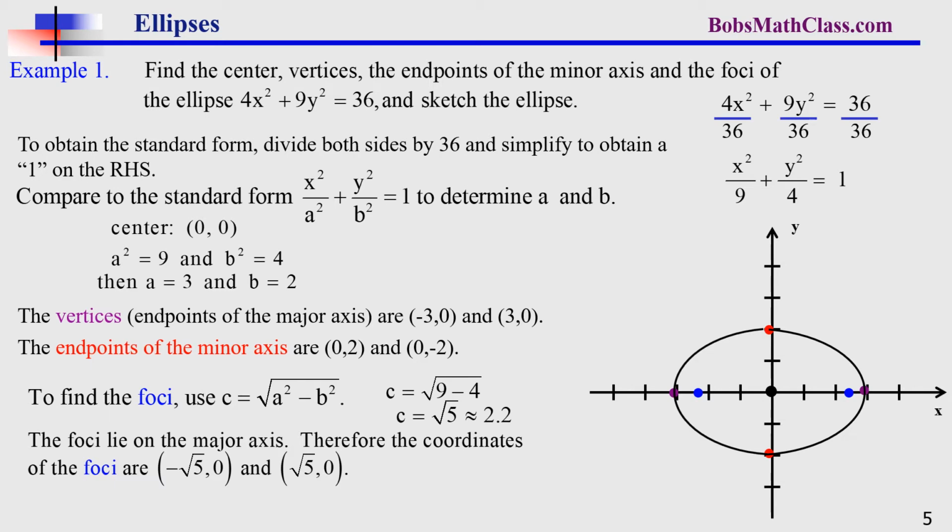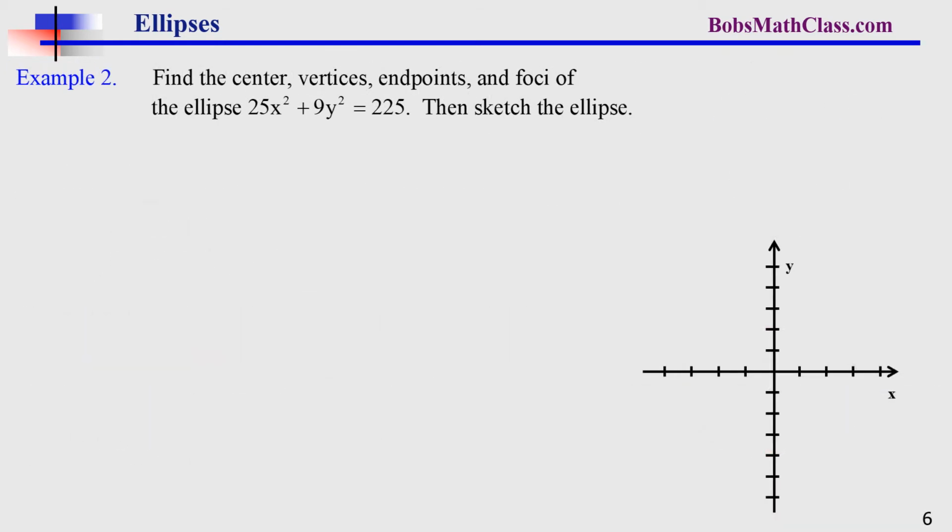Okay, let's move on. Okay, find the center, vertices, endpoints, and foci of the ellipse 25x squared plus 9y squared equals 225. Then sketch the ellipse.